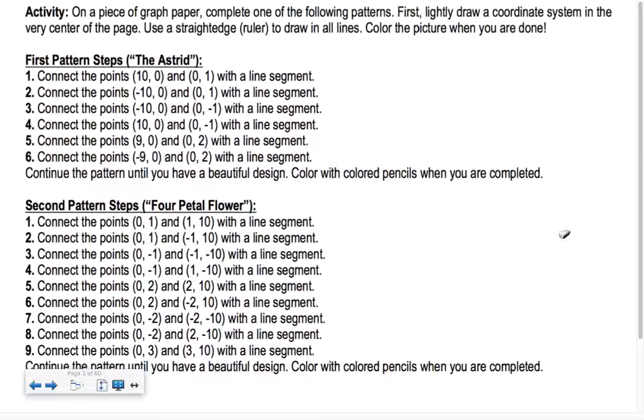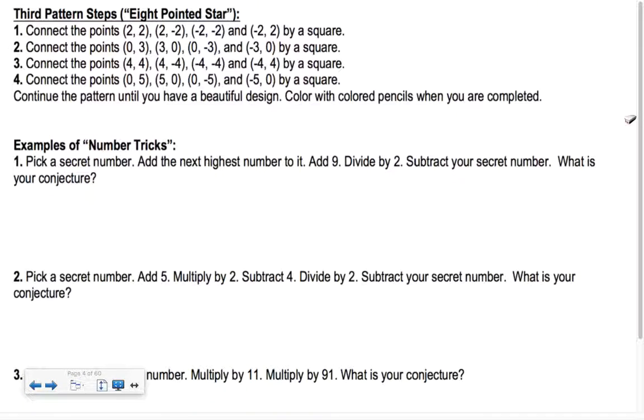So there can be patterns with graphs as well. These are some kind of cool patterns that I like. It says the first steps to form something called the astroid and then the 4-petal flower. And you just start to follow a little pattern. So the first one says connect the points 10 and 0, and then 0 and 1, and then negative 10 and 0, and 0 and 1, negative 10 and 0, and 0 and negative 1. And then you keep going, like 9 and 0, 0 and 2. So you go down for one and up for the other, and it creates this kind of cool shape. So we'll try those in a little bit.